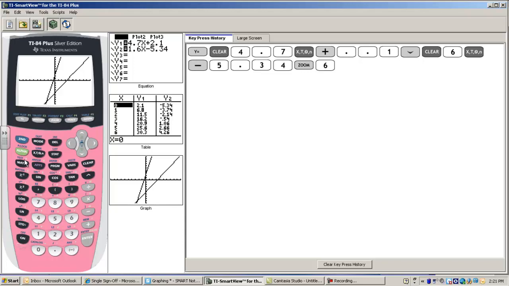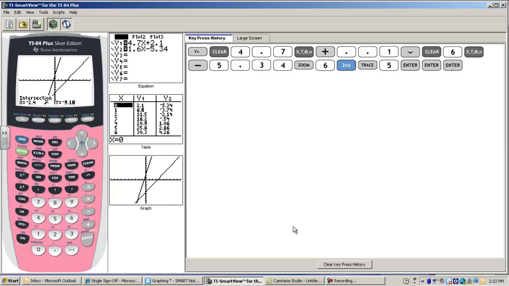So we're going to go second, trace. Again, we want option 5 for the intersection. We're going to hit enter 3 times. You can't do this real fast. You can't go enter, enter, enter, and hope it does. You have to take your time. So you enter, enter, and then enter. Make sure it says intersection at the bottom of your page.